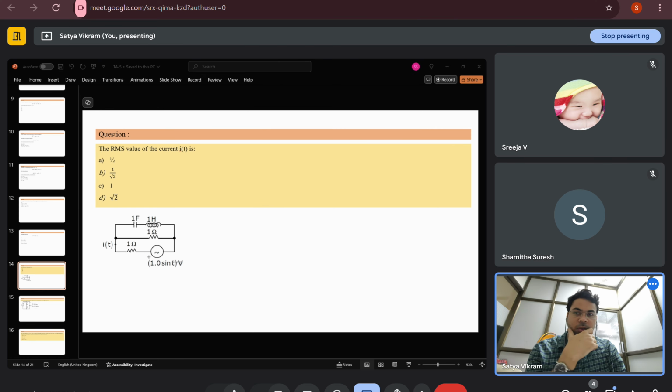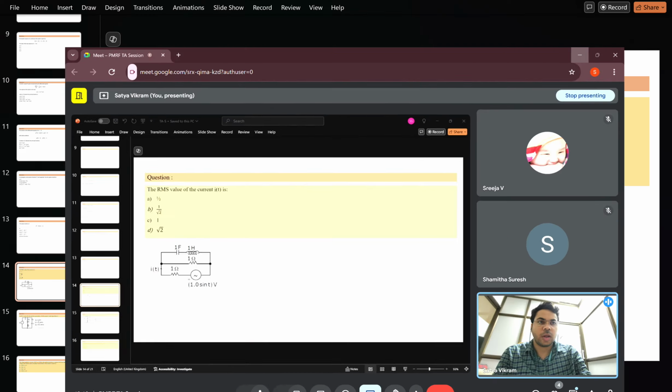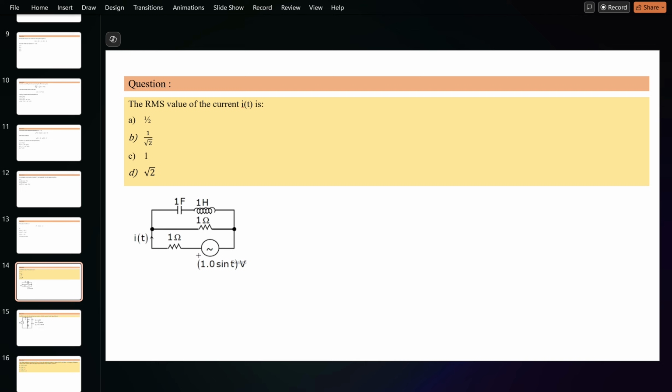Okay. It's option B, and I got one answer. Let me give the solution for this problem. So what does this question say? You have to find the RMS value of IT. So this is the one thing that you have to find, the value of RMS in this term.